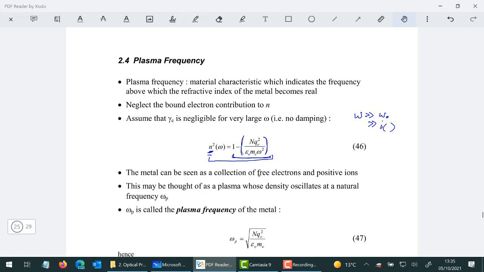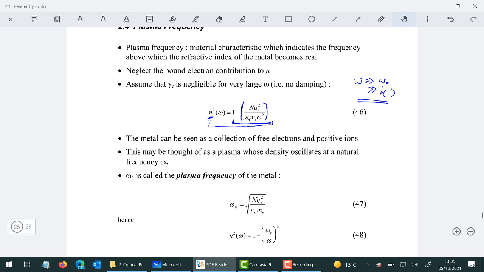When we have a frequency which is very much bigger than the characteristic frequencies in the material, we refer to that as the plasma frequency, essentially because we can think of the metal as being composed of free electrons and positive ions. So the plasma frequency is related to this here. We define the plasma frequency as the square root of n qe squared over epsilon naught me.